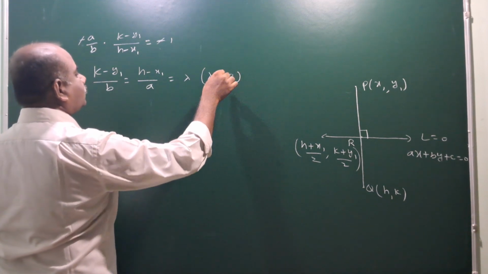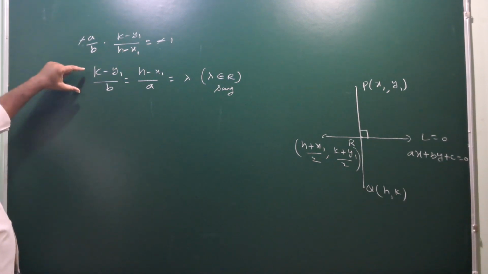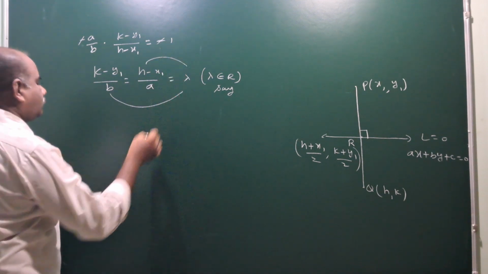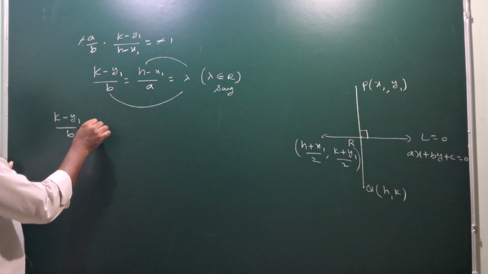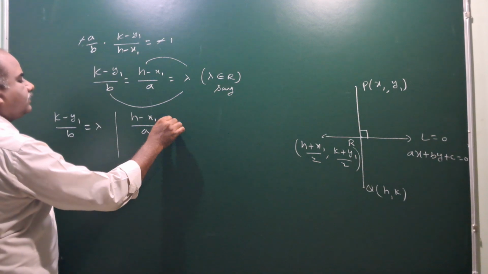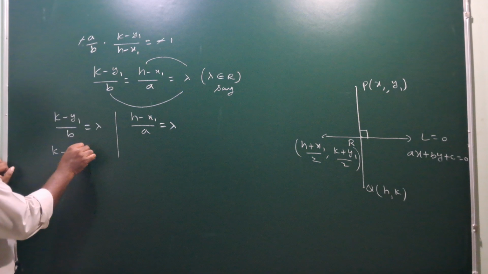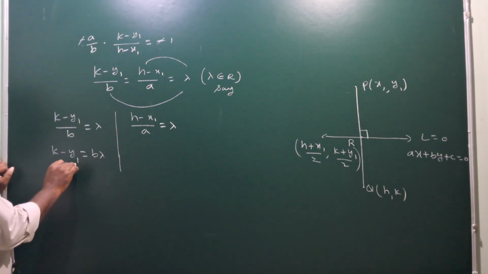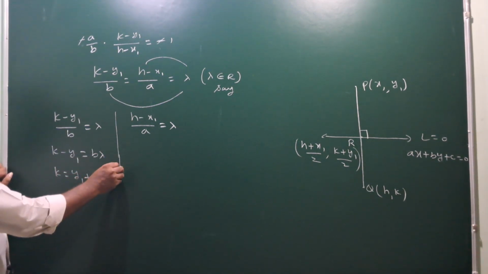Lambda belongs to R. Okay. So from this equality we can find the values of H and K. Let us see that. Take these two and these two. K minus Y1 by B is equal to lambda, comma, H minus X1 by A is equal to lambda. So transposing B to right side, K minus Y1 is equal to B lambda, and transposing minus Y1 to right side, it becomes plus Y1 plus B lambda. This is the value of K.